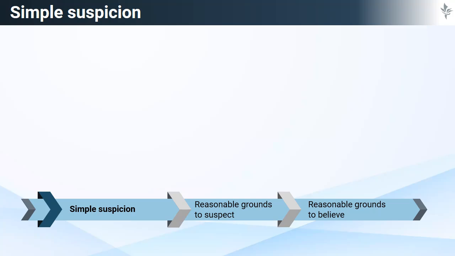Reasonable grounds to suspect is the required threshold to submit a suspicious transaction report to FINTRAC. It is a step above simple suspicion, but below reasonable grounds to believe. To better understand reasonable grounds to suspect, let's look at each of these levels.